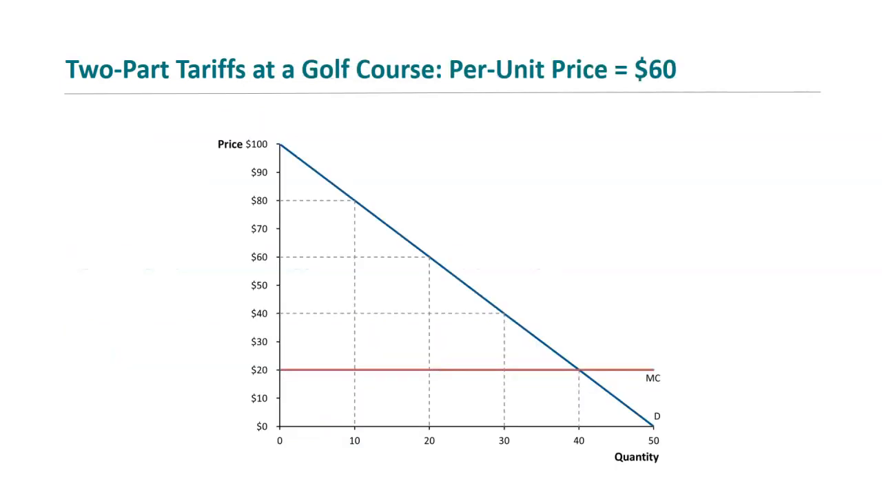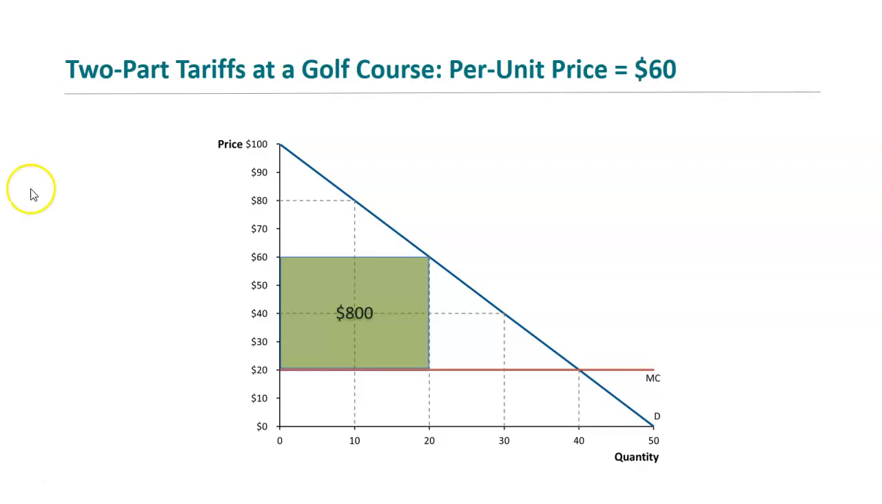So let's look at an example. If you're a golf course with this demand curve and supply curve, marginal cost curve, then you've got some choices. How do you know what you want to set for your prices? Let's look at a few options. So say you charged a per unit price of $60, right? That means that you'd get $800 off of your customers who come and play golf for $60 each, right?